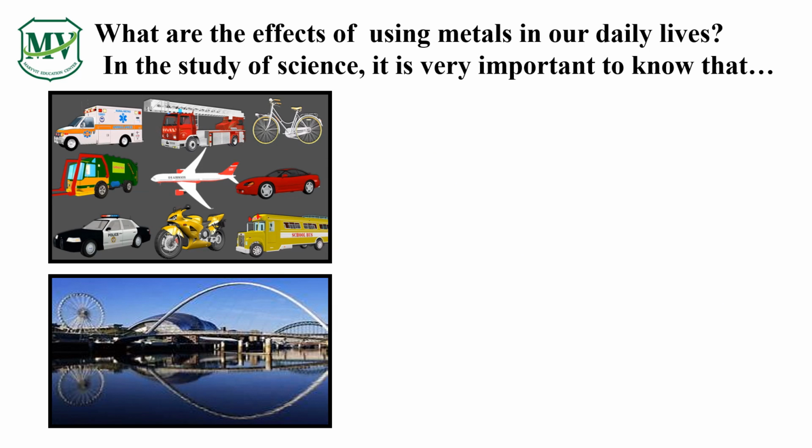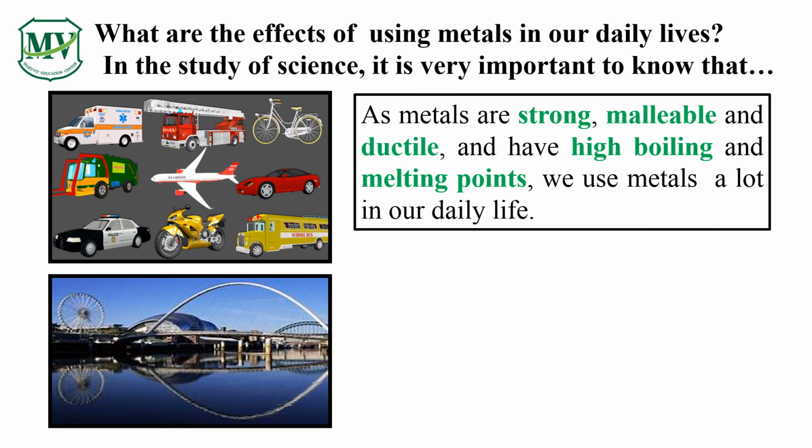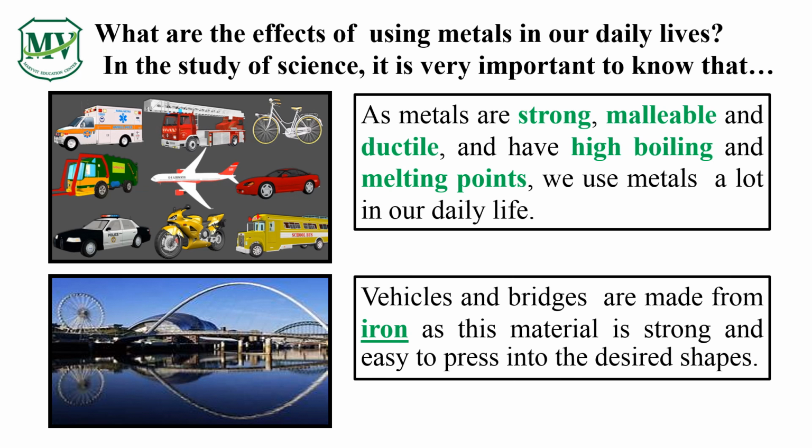Metals are most important in our daily lives. Why do you think that is so? Right. It's simply because metals are strong, malleable, ductile, and have high boiling and melting points. Vehicles and bridges are made from iron, as this material is strong and easy to press into desired shapes. Without them, society would fall apart. Am I right?